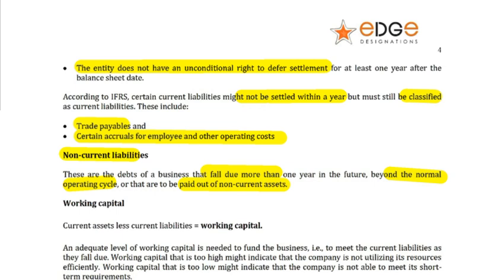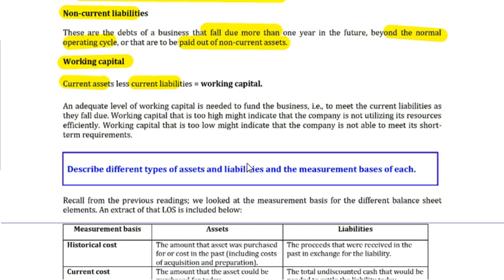Now we look at working capital. Working capital is the capital that the business uses in order to keep itself operating, and it's generally defined as current assets less current liabilities. But keep in mind there will be more coming up on working capital when we get to the corporate issuer section, where we deal with working capital and liquidity as a bit of a separate topic. An adequate level of working capital is needed to fund the business, in other words, to meet the current liabilities as they become due.